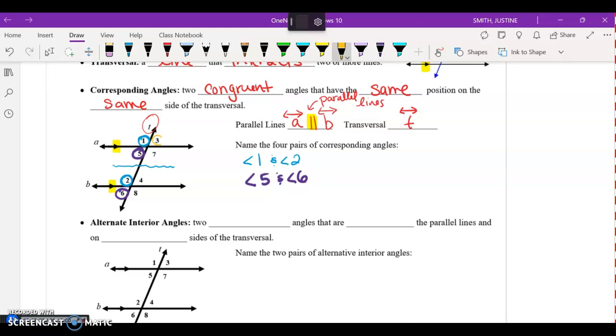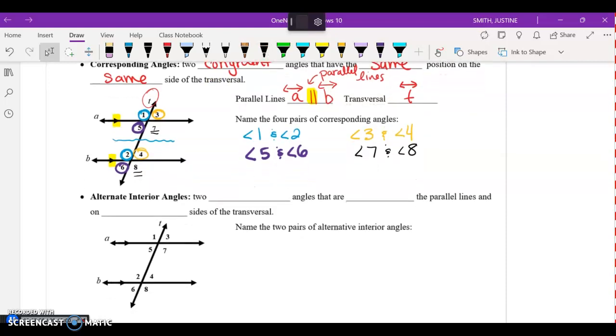Same sort of thing, look at where angle 3 is. Angle 3 would be in the same position as angle 4, so these would also be corresponding. Then our last one would be angle 7 and angle 8. Again, you're almost splitting the top half and the bottom half, and then matching the ones that have the same position.